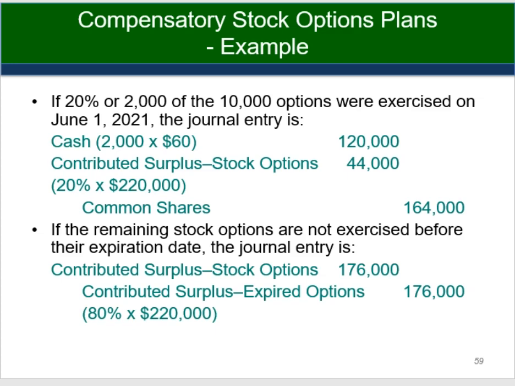So if 20% or 2,000 of the options were actually exercised on June the 1st, 2021, which is 2 years after they were vested, we would get another additional cash payment of $60 for each of the 2,000 shares or 2,000 options. $120,000 would be the additional purchase. The contributed surplus stock options would go down proportionately.